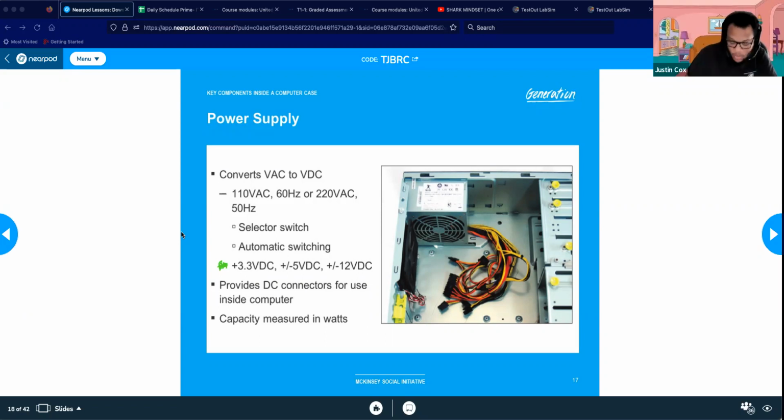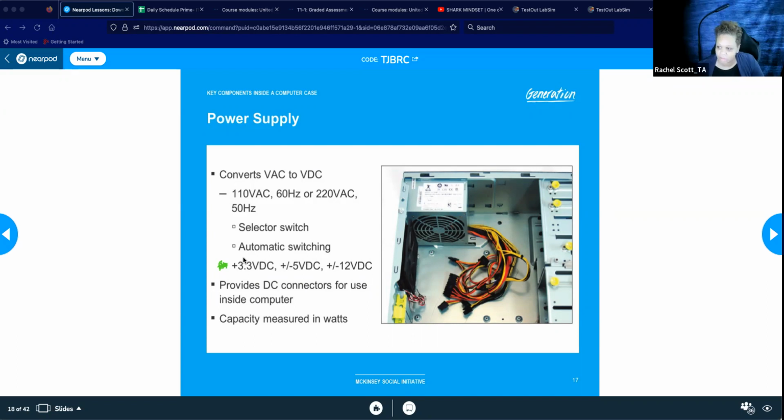You said positive 3.3 or just 3.3? Positive 3.3, positive or negative 5, and positive or negative 12. So that's 5 different voltages. The reason I put that scribble there is they put a little hash mark right here, so it looks like it's negative and positive 3.3. I don't like the way they set it up. You might see that for sure on the test.